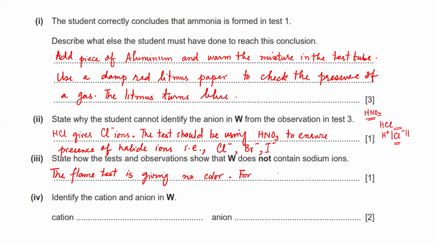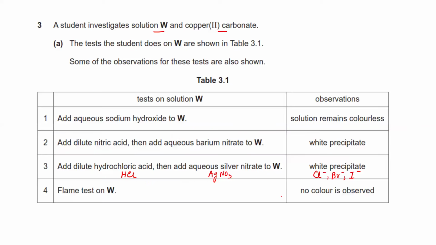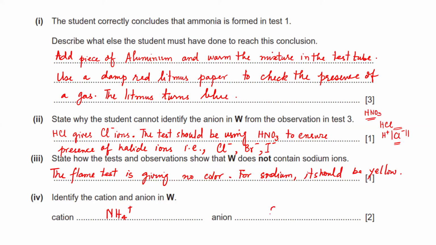For sodium, it should be yellow. Okay. Then it says identify the cation and anion in W. So the cation, we have already determined, is ammonium, NH4 positive, and the anion is from the sulfate test we have done here. This is the SO4 2 negative. So a good choice would be to go for sulfate. Okay, so sulfate ion is there.